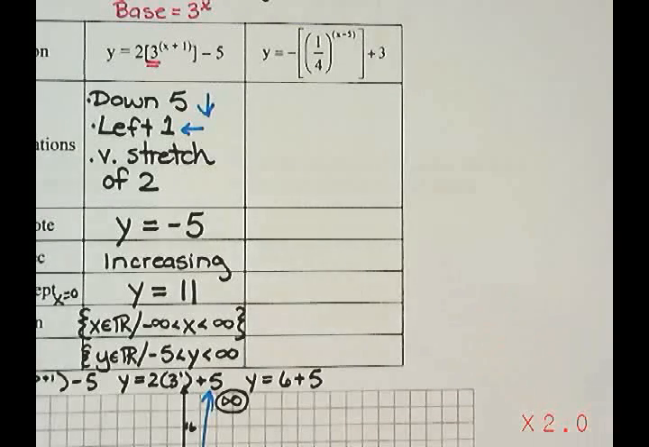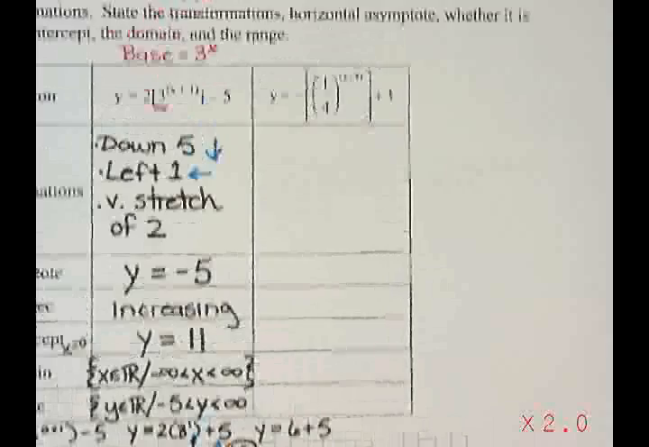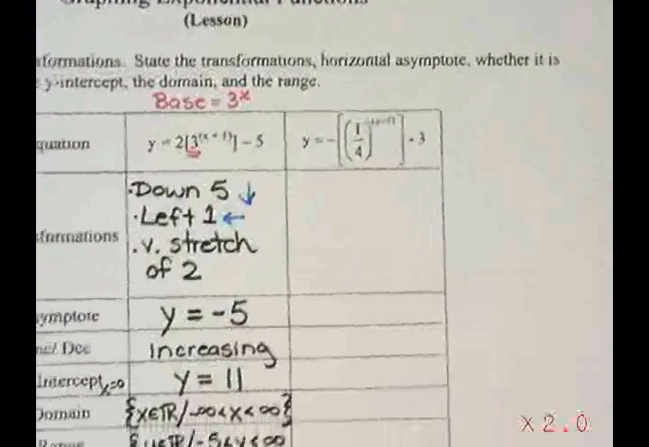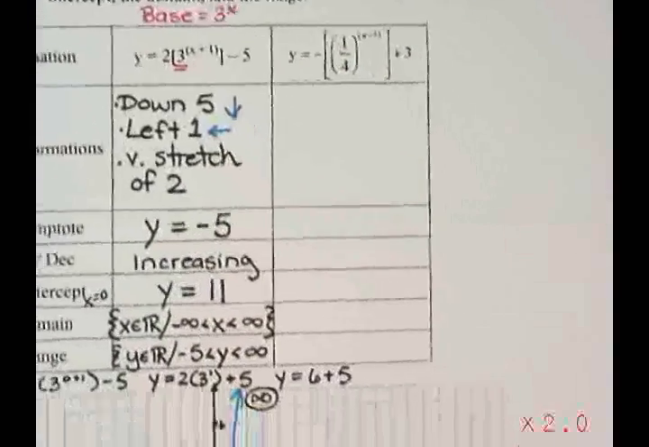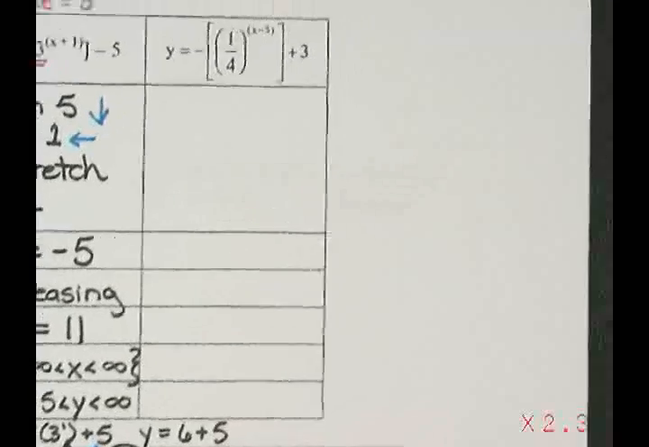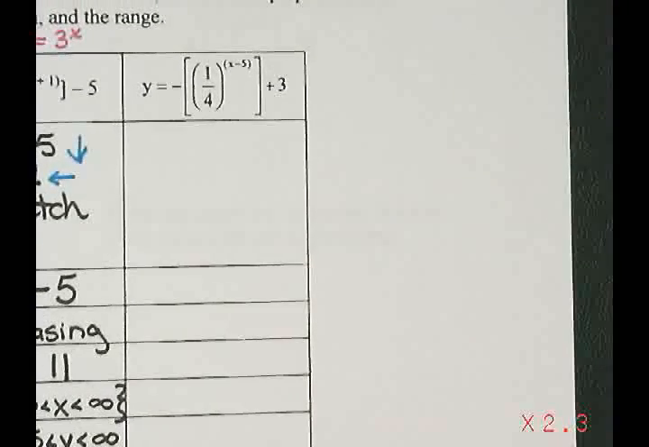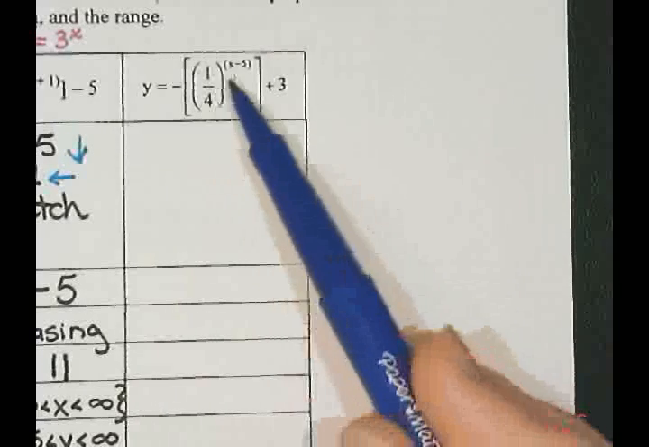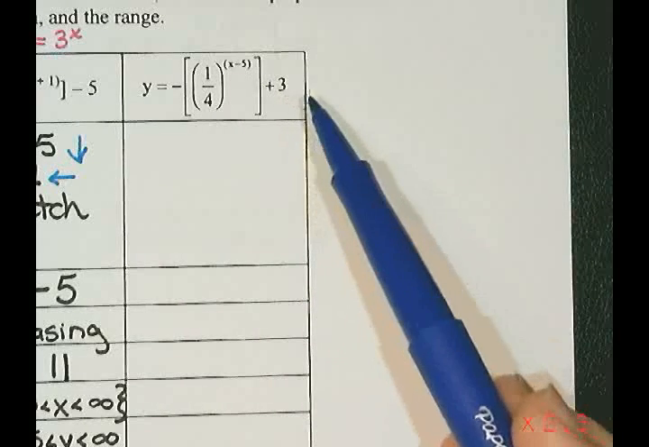All right, this is part 2 of the video on graphing exponential functions. So what we've done is we've done the first example already together, and now we're going to try the second one. So I am just going to zoom in a little bit here. So we have y equals negative 1/4 to the power of x minus 5 plus 3.